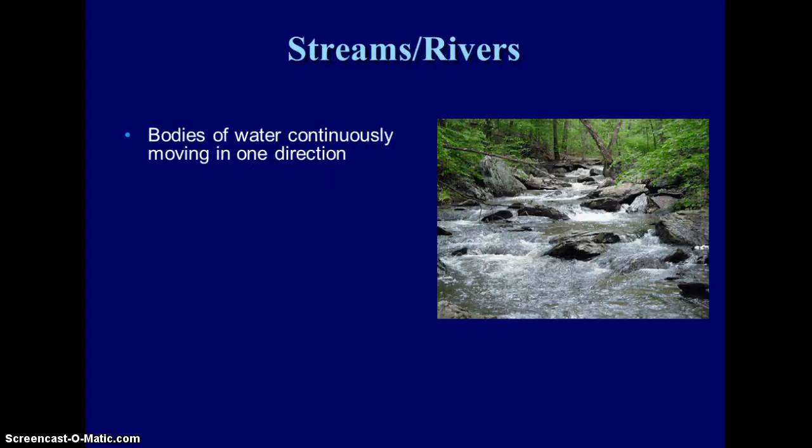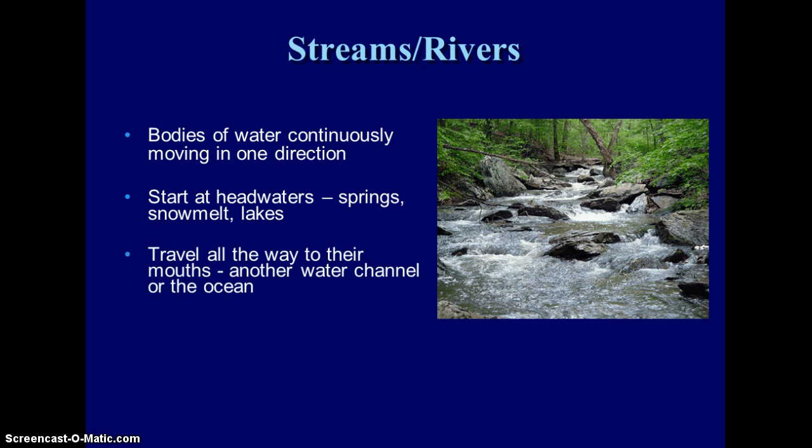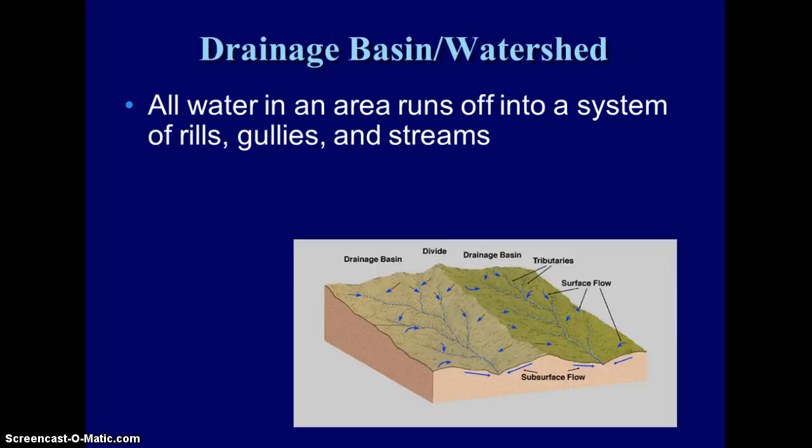So a stream or a river is anything that's continuously moving in one direction. Starts at the headwaters, usually from snow melts. It could be a spring, which is where groundwater comes to the surface, or some rivers even start from lakes. Then they travel all the way to their mouth, which is either where it runs into another river or a larger body of water like the ocean. So we're going to look at 3 different life zones within a stream or river: the source zone, the transition zone, and the floodplain. So all of the land that feeds water into a river is called a drainage basin.